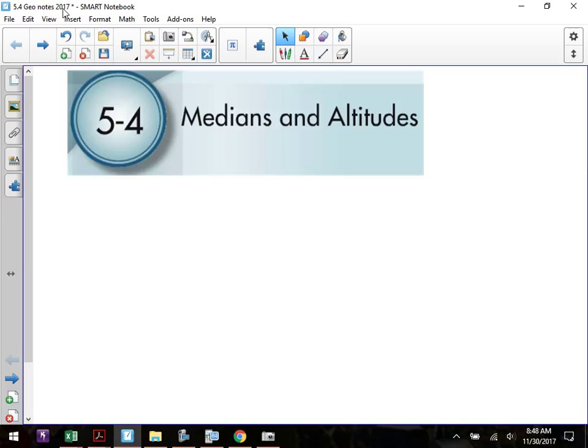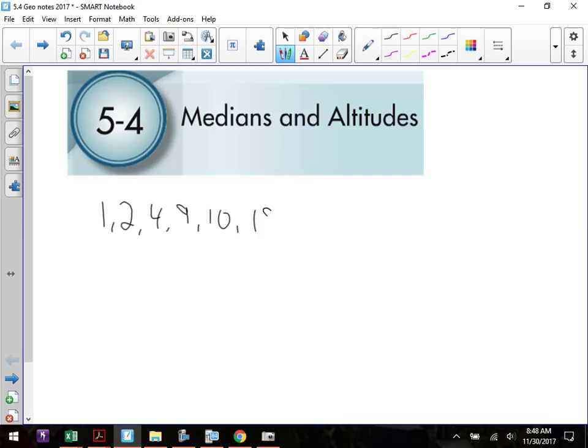that we see segments that are inside of triangles. You guys have all dealt with what's called a median before. You probably just didn't know about it. When you guys dealt with numbers like 1, 2, 4, 9, 10, 15, 21, if I wanted to find the average of those numbers, what would I do?